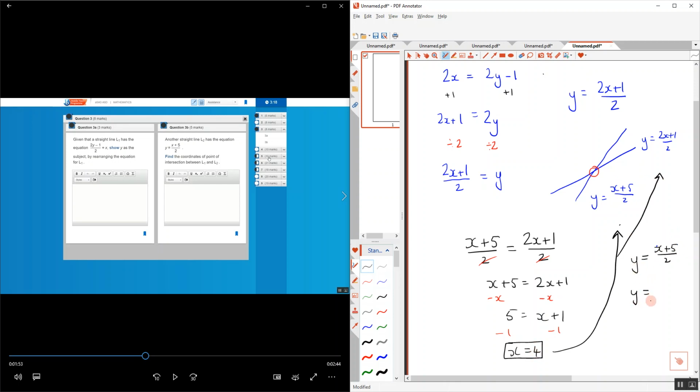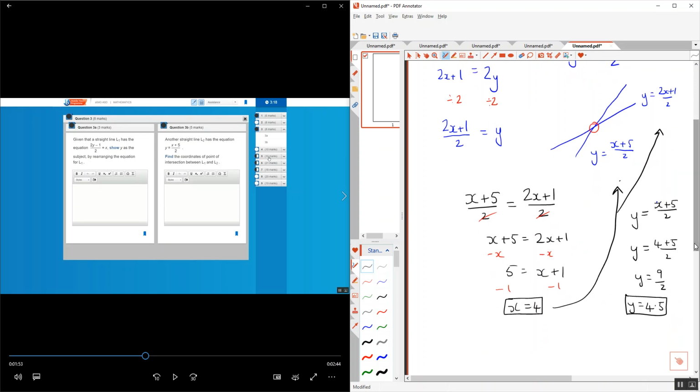I'm going to put x is equal to 4 into here. What's 4 plus 5? So I get 9 over 2, which is 4.5. So that's the coordinate of the point where they meet. I got 4, 9 for the coordinates. Did you forget to divide by 2?